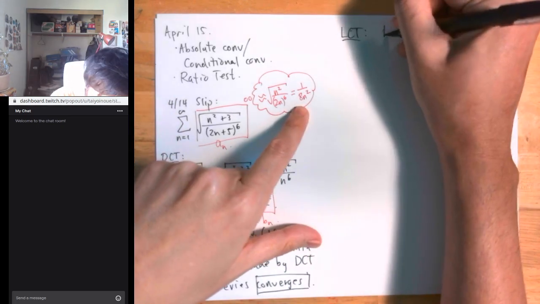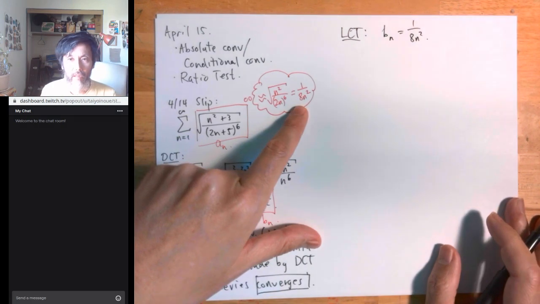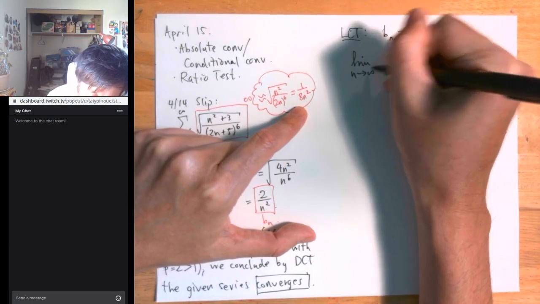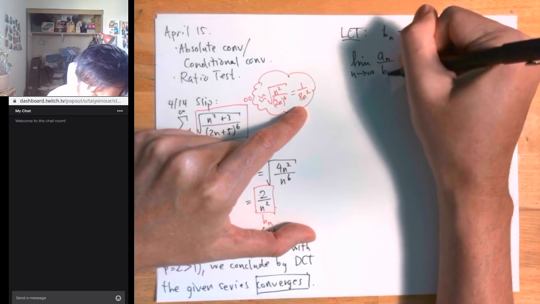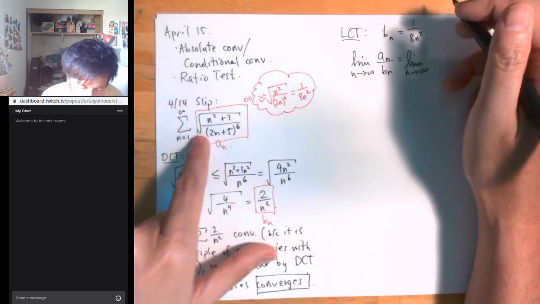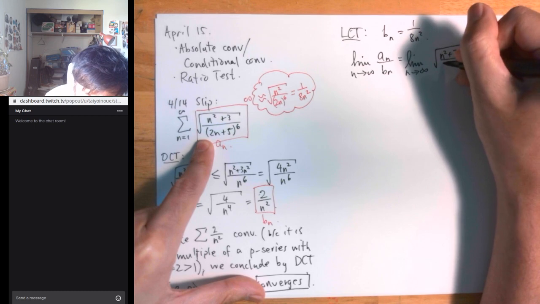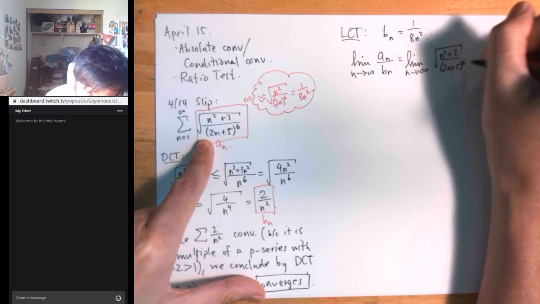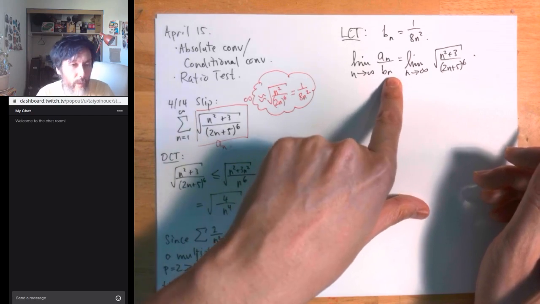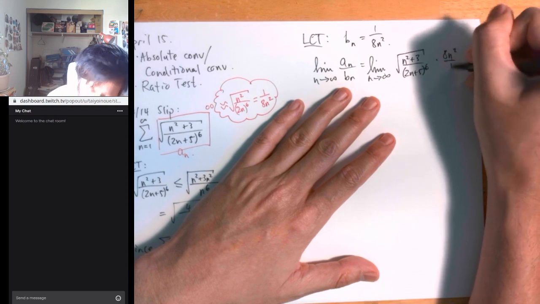So I'm going to let b sub n equal 1 over 8n squared. Then I'm going to look at the limit as n approaches infinity of a sub n over b sub n, but of course that's the limit as n approaches infinity of this complicated guy, multiplied by the reciprocal of b sub n, right? Because I'm dividing by b sub n. That's the same as multiplying by the reciprocal of it. That's 8n squared over 1.